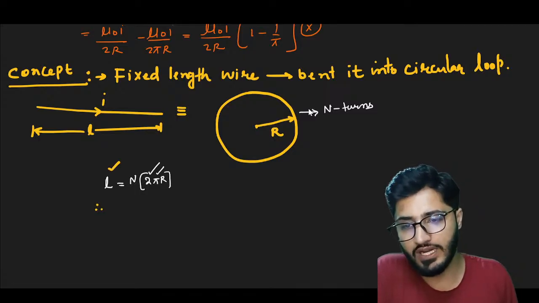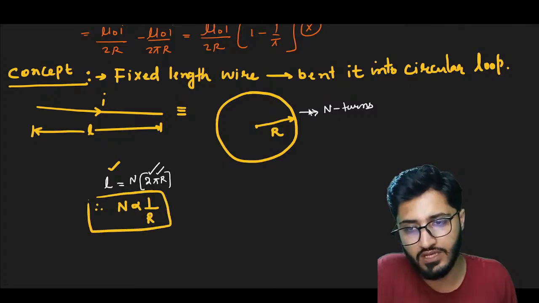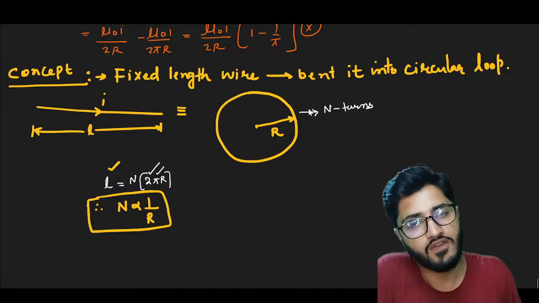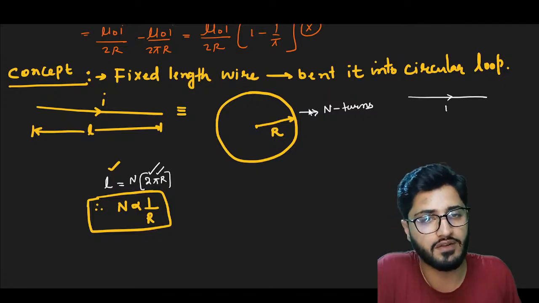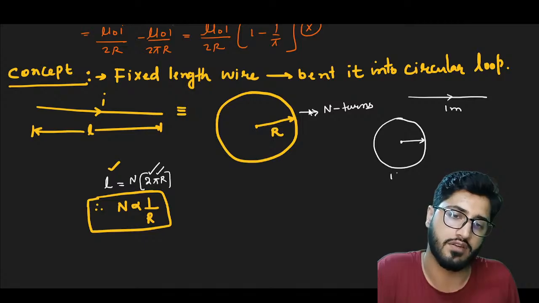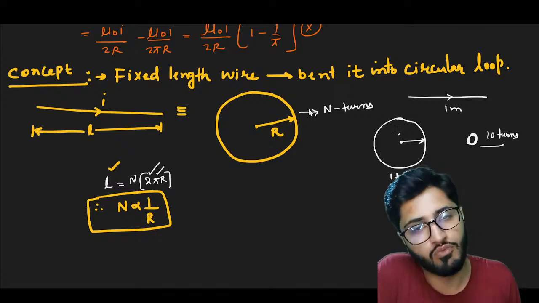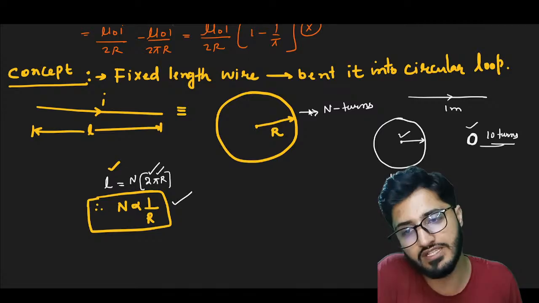So therefore, can I write now that the number of turns is inversely proportional to the radius of your loop? Yes. Sir, how? Look now. If we are having a 1 meter wire, I can change it and make a very big loop with one turn. Or I can make it small, with 10 turns. That means more radius, less turns. Less radius, more turns. That is the meaning of this particular thing.